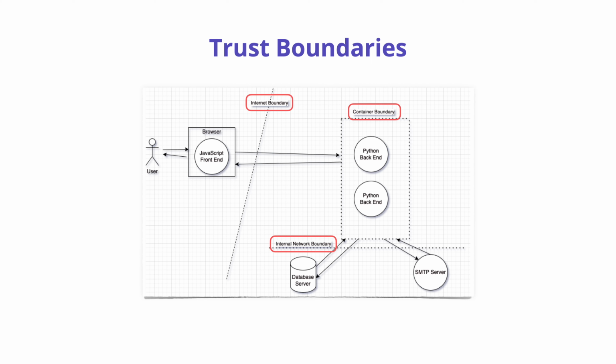Some of the undepicted trust boundaries could be another network boundary from a cloud provider. The container boundary could actually be inside the boundary of a virtual machine. There might be other containers hosted on the virtual machine that might execute with different levels of privileges as well.